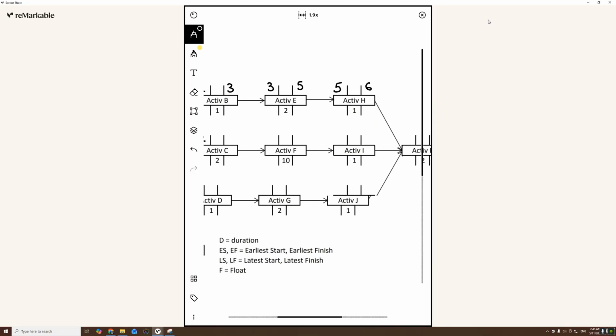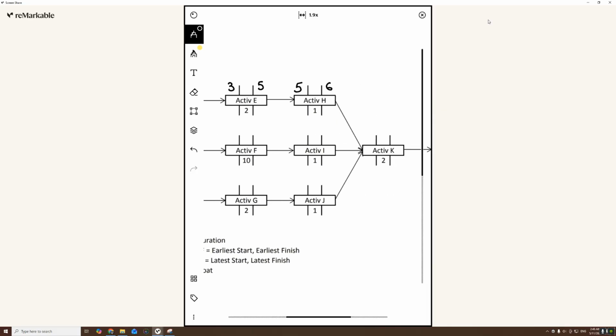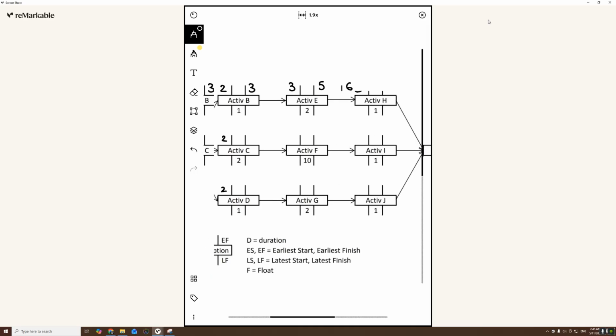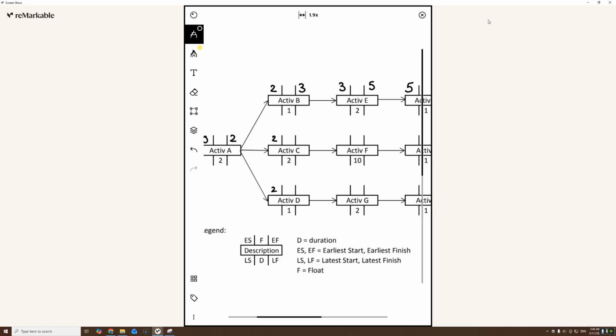Can we still continue down this path and go to activity K? We cannot do that yet. We don't know, because activity K also depends on activities I and J, which we don't understand yet. So let's go back to activity C and continue down this path with the same logic.